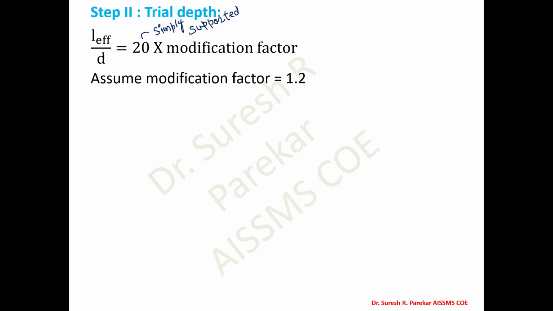Simply supported, and for simply supported we have the value 20. We are assuming the modification factor. Now keep in mind here, the depth required is larger, or your steel required is also more. Steel required more.